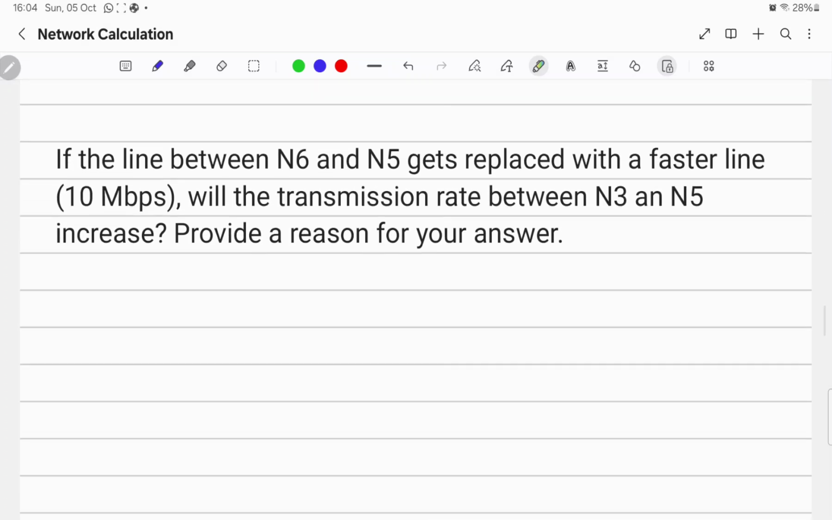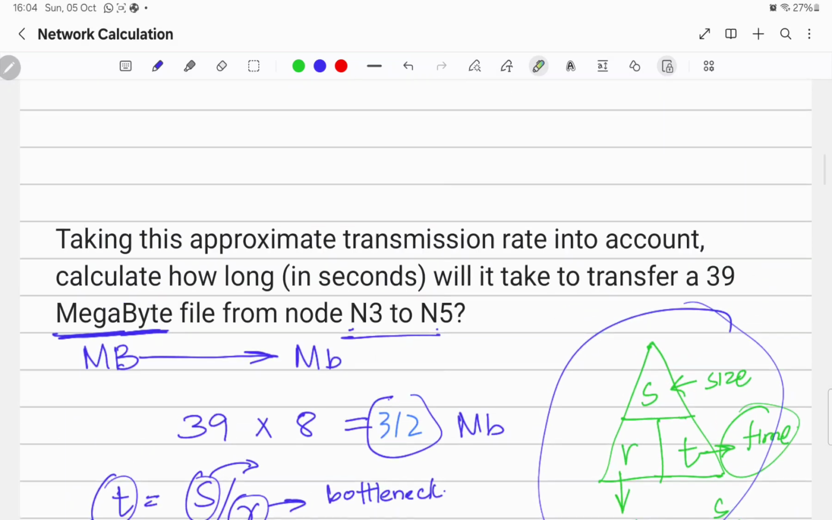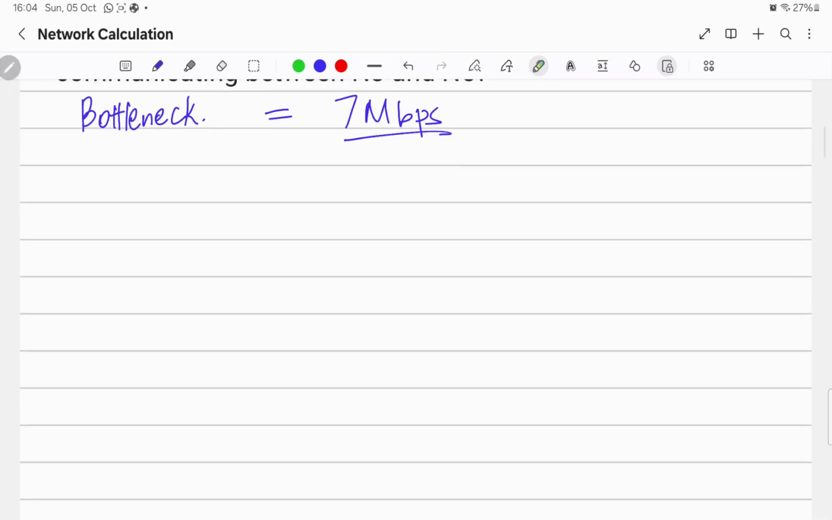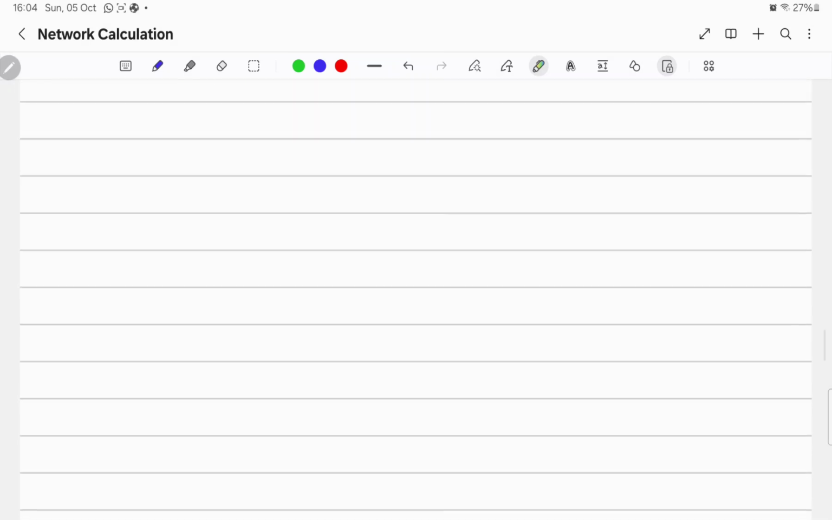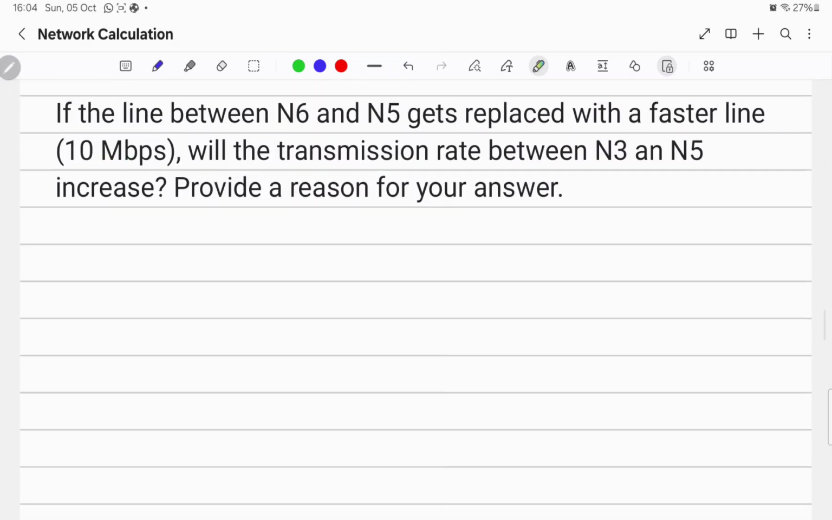The next question says, if the line between N6 and N5 gets replaced with a faster line which is 10 Mbps, which is 10 megabits per second. What they're actually saying here is that they replace the bottleneck. Remember that our bottleneck is the one that determines how fast or slow we transmit, right? So remember, from N3 to N5, the bottleneck that we had was 7 Mbps, megabits per second. So we are going to replace that 7 with 10.